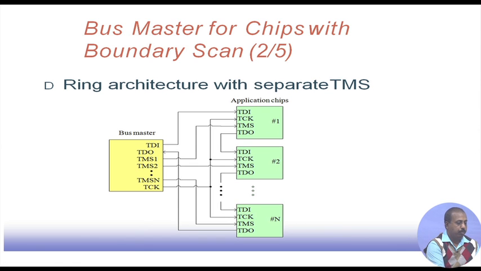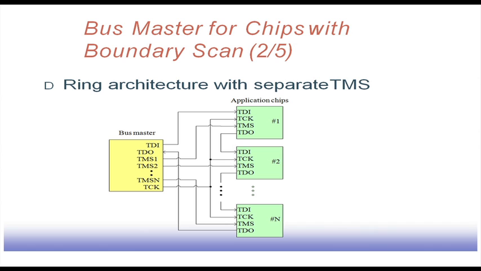We can have separate test mode signals, if we want different chips to execute different test mode instructions, like some of them doing EXTEST, some INTEST, some doing IR configuration. If it is different, then we need a number of test mode select lines, which are distinct for different chips. We have one TDI and one TDO, that part remains the same. Then they are daisy chained.